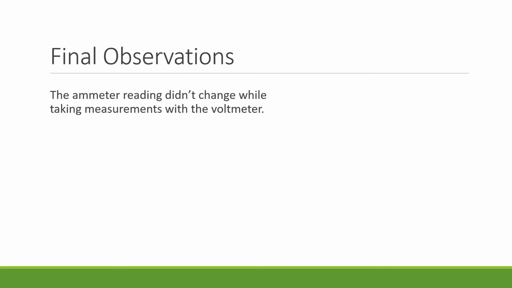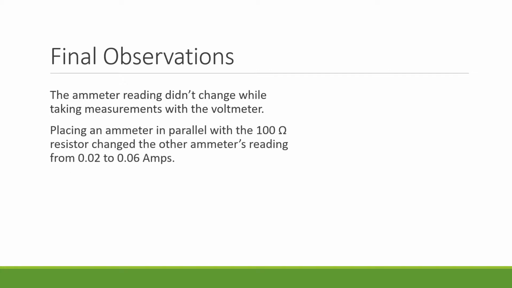Final observations. The ammeter reading didn't change while taking measurements with the voltmeter because we put it in parallel with the circuit and the resistance on voltmeters is so high that no current is diverted away from the main circuit. And then placing an ammeter in parallel with the 100 ohm resistor changed the other ammeter's readings from 0.02 to 0.06 amps. And this is because ammeters have very low resistance, so more current travels through the new path with lower resistance rather than through the large resistor.